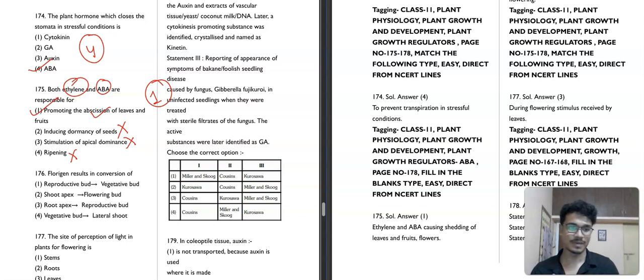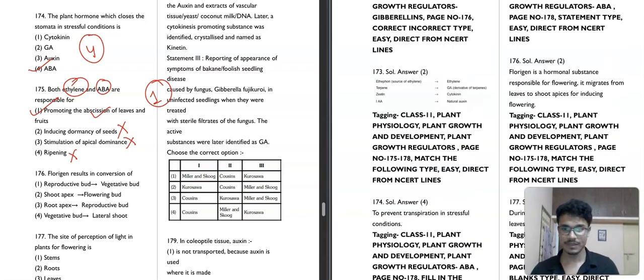Then question number 176. Flowering results in conversion of vegetative bud to reproductive bud. This is a very good question, a conceptual question. You can also deduce conceptual questions from this chapter. It's a very good paper, I'll say. Then shoot apex to flowering bud. Yes, flowering results in conversion of shoot apex to flowering bud, the second option, not from root apex or vegetative bud. The second option is our correct answer.